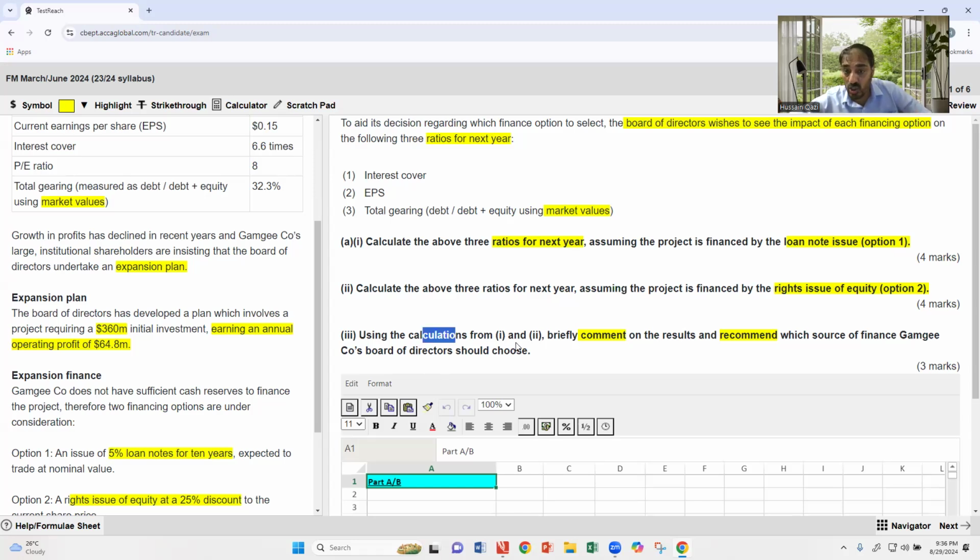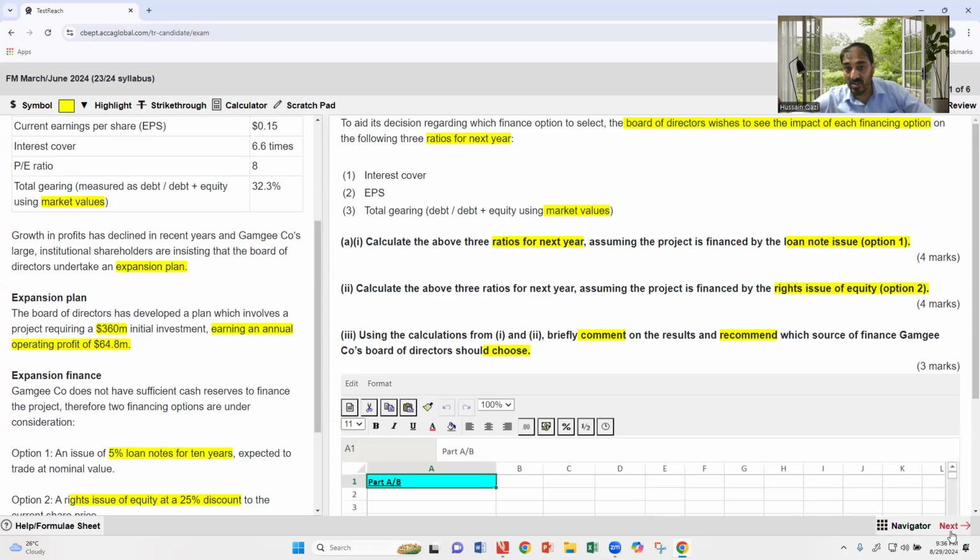Using calculations 1 and 2, briefly comment. Comment means interpret and evaluate, and recommend which source of finance the Gamgee board of directors should choose. You need to mention the recommendation here. That's 3 marks. So A3 has 2 requirements: comments and final wording about the recommendation.